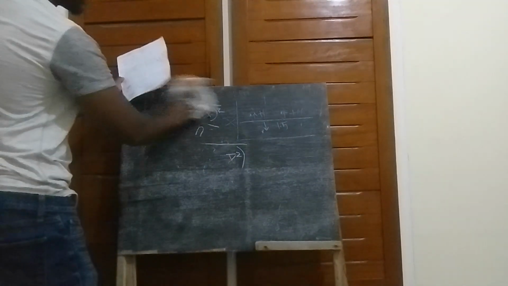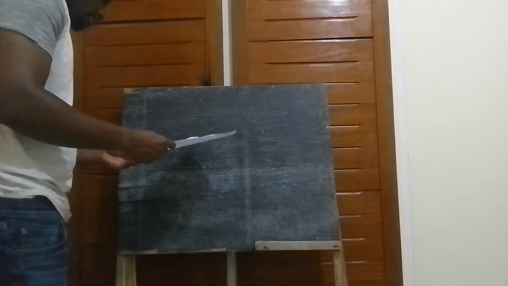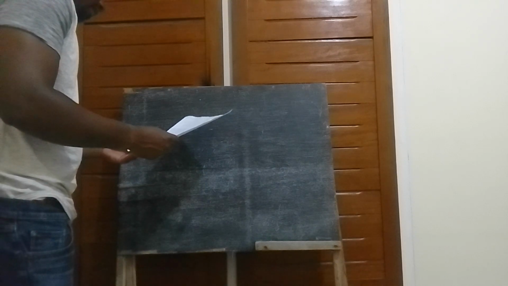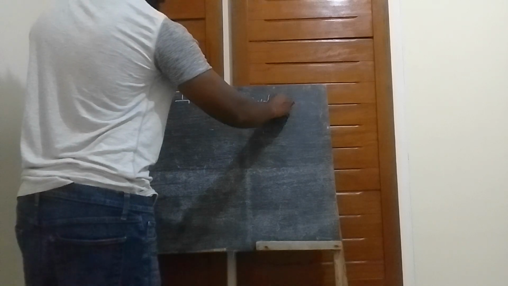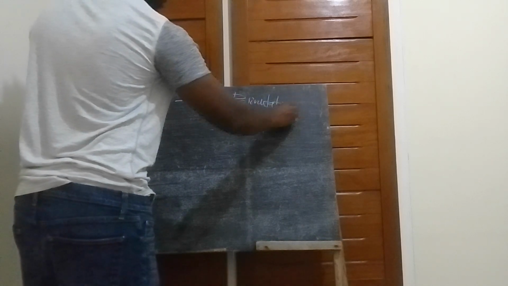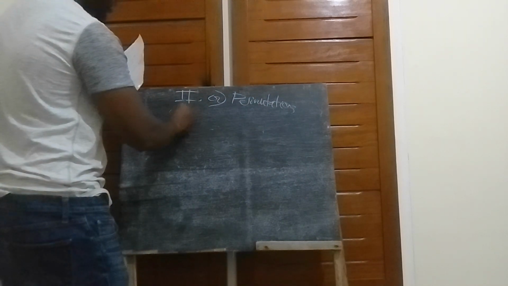Okay, so now we're going to get into the actual statistics, because these were just definitions. And the first thing that we're going to talk about is permutations and combinations. So this is 2a, permutations and combinations.